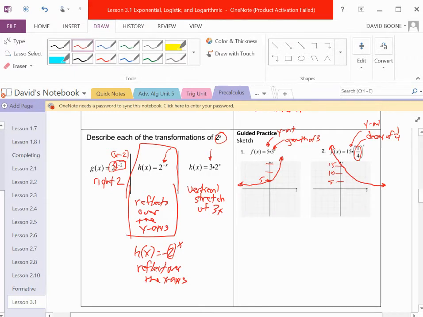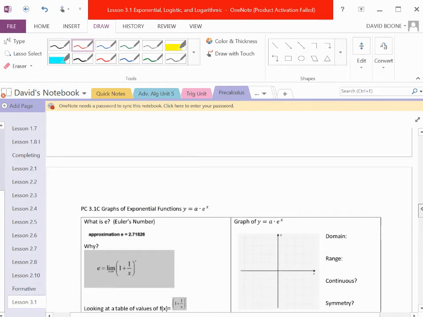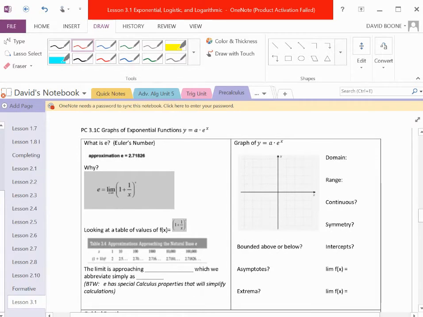All right. Well, let's look at a very specific example of exponential growth. And look at the function y equals a times e to the x. So some of you might remember this e value. It's called Euler's number. All right. And we do have an approximation of 2.71826. So this is actually the formula on how e is actually calculated.